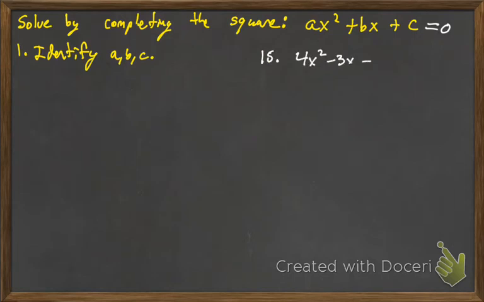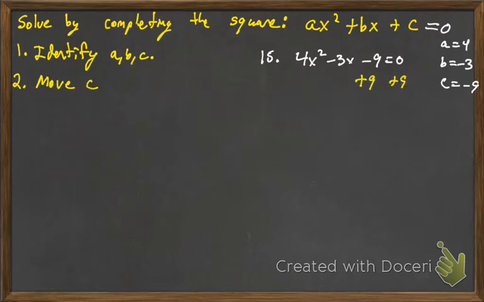So problem number 15 from the notes is 4x squared minus 3x minus 9. A is 4, B is negative 3, and C is negative 9. So we've identified our ABCs. Now the next step is to move C to the other side of the equation. So we're going to add 9 to both sides. 4x squared minus 3x, and that's going to be equal to 9.